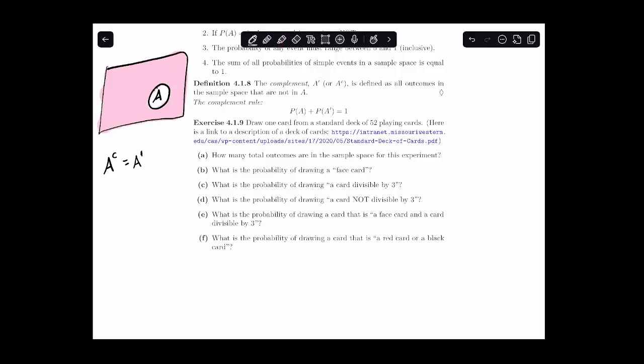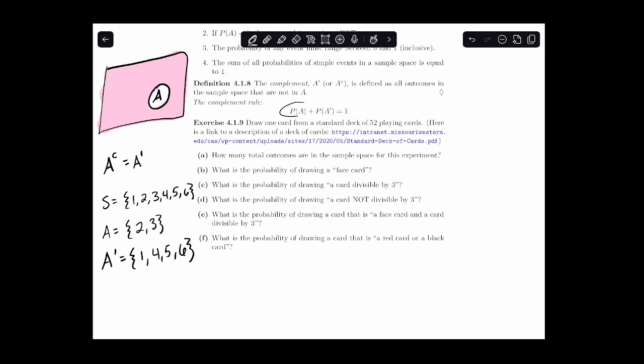So if I think about rolling a die, and my sample space is the numbers from 1 to 6, maybe my event A is the numbers 2 and 3. The complement would be everything other than 2 or 3. So it would be 1, 4, 5, and 6.